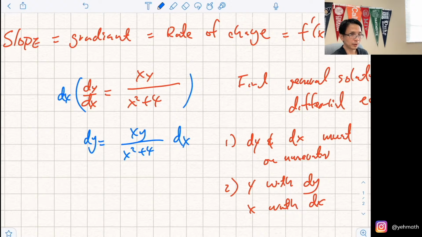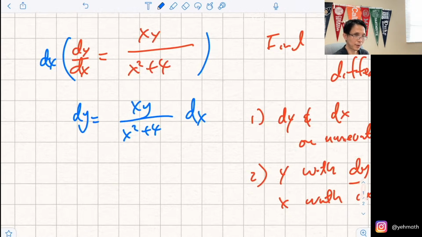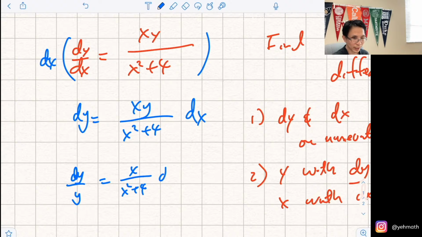Now, y has to go with dy, x has to go with dx. What are you supposed to do on both sides? Divide by y, just get rid of y, right? So if I divide by y, it's going to be dy over y is equal to x over x squared plus 4 dx. Now you integrate.